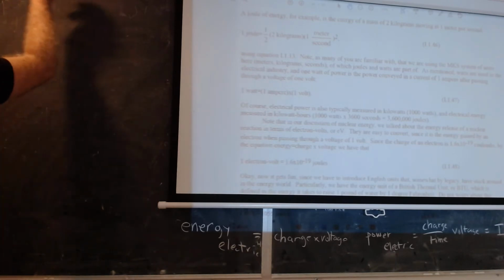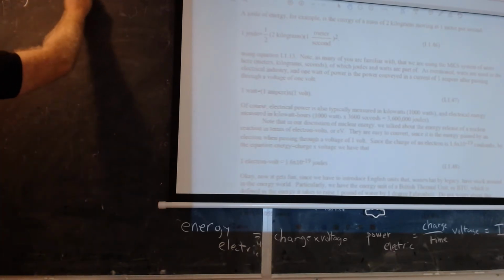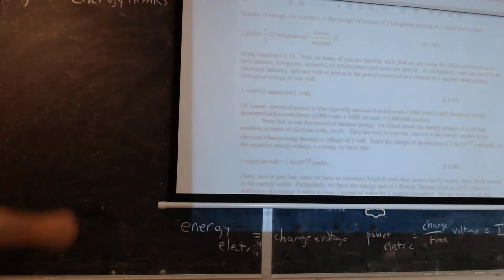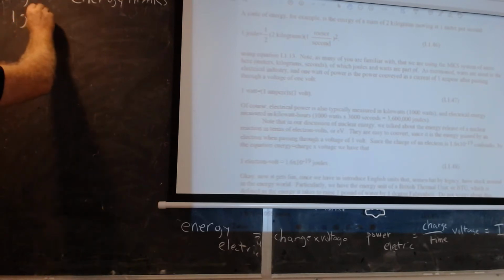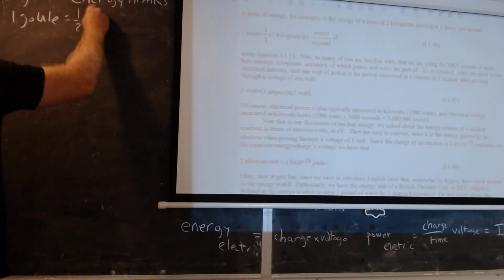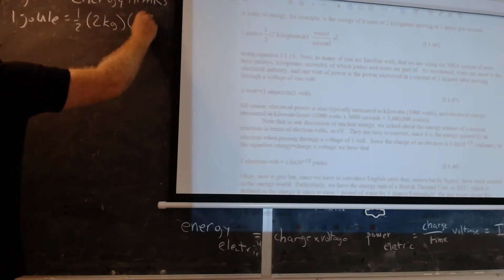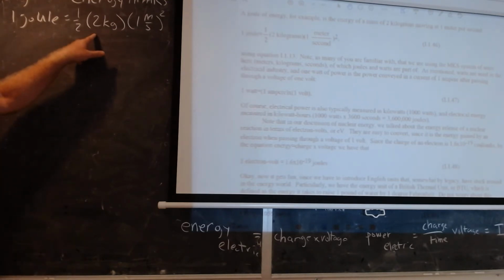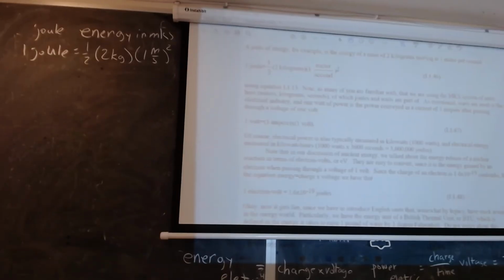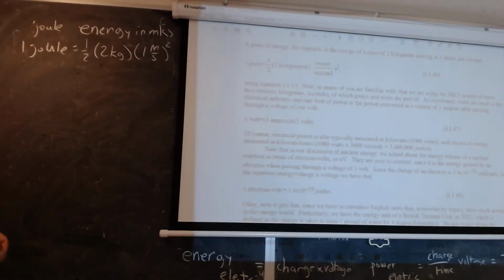Of course, we all know the joule, that's energy in MKS, meters kilogram second. One joule is, for example, as given there, a 2 kilogram mass moving at 1 meter per second. One half times 2 is 1, 1 squared is 1. It's useful to think about that to give you an idea of how much energy something is. So a joule is a 2 kilogram mass moving at 1 meter per second.